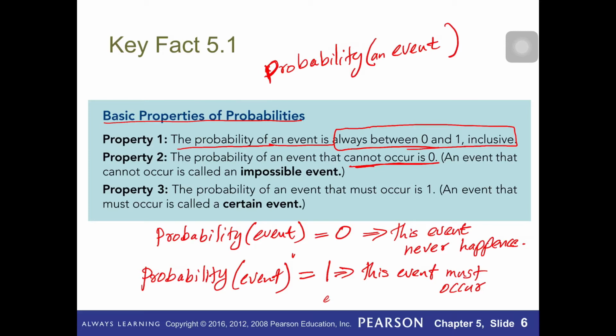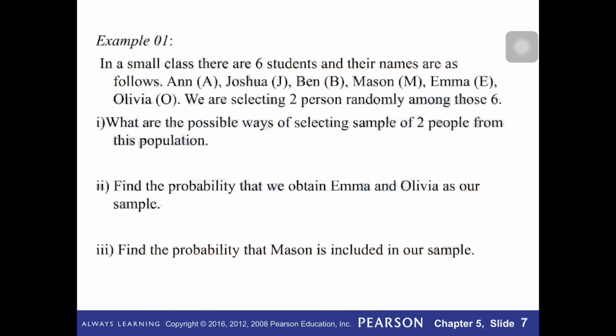If the probability of a particular event is 0, that event is impossible to happen. On the other hand, if the probability of that event is 1, then that event must occur. Okay, which means it is a definite event. Okay, let's check this example.